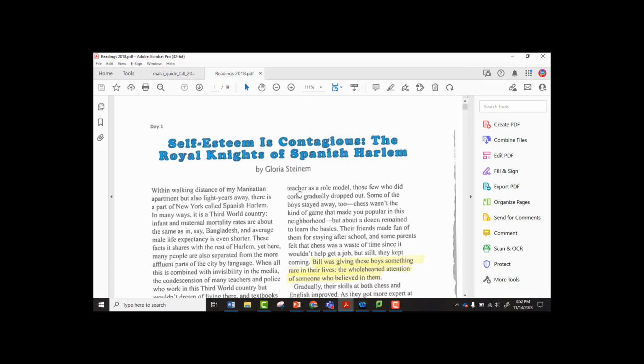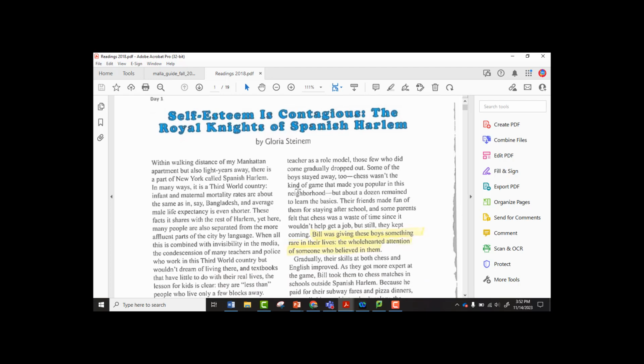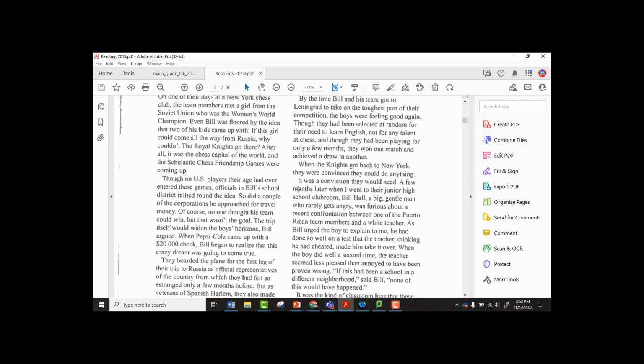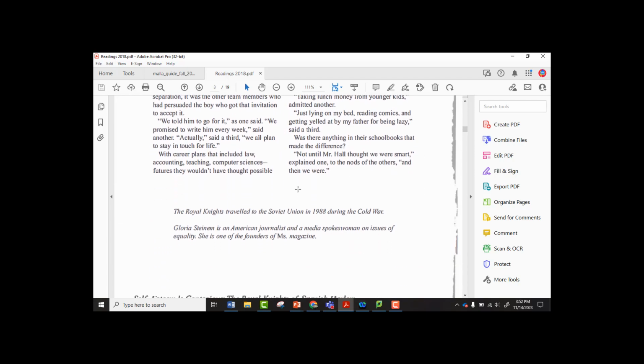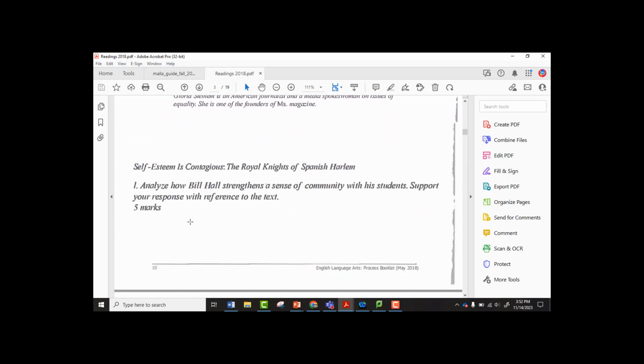So here's an example of a reading. This one's called Self-Esteem is Contagious, The Royal Knights of Spanish Harlem. And then there's about a page, two pages, three. So it's about 2 3/4 of a page of reading. And then here's the one question. Analyze how Bill Hall strengthens a sense of community with his students. Support your response with reference to the text. So that's the kind of thing.